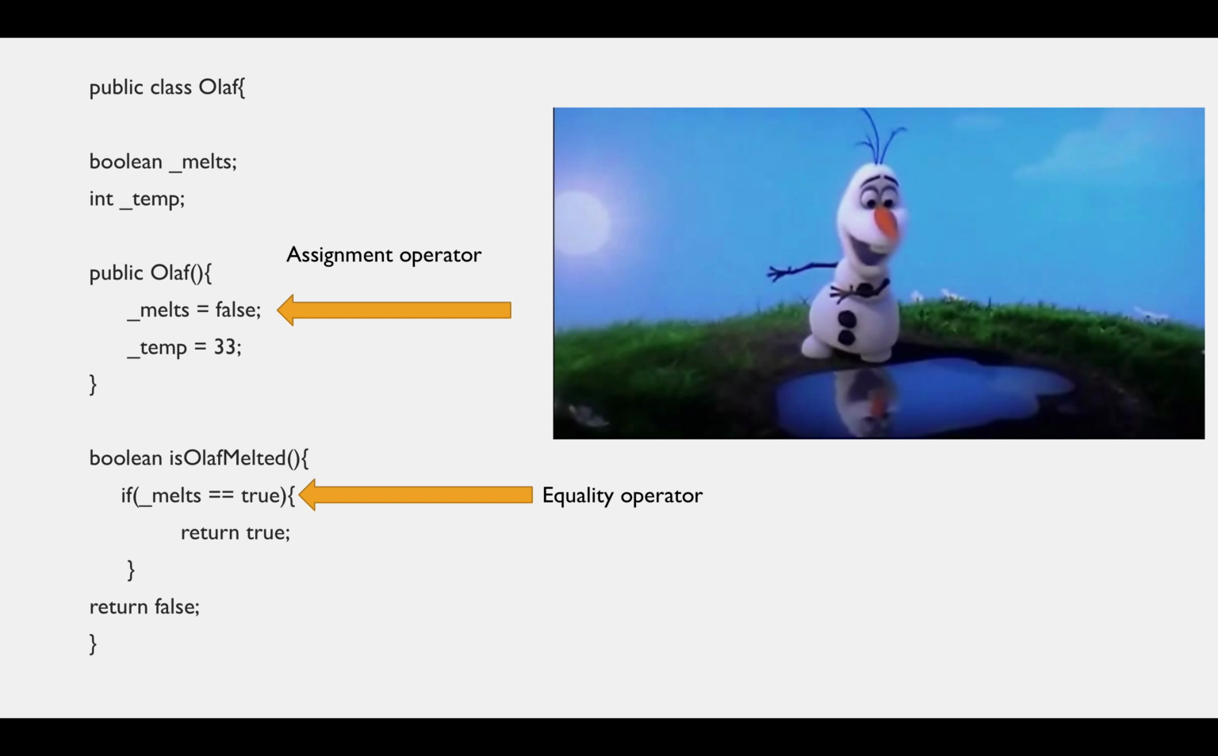So right now, since melts is not equal to true, it's going to return false, meaning Olaf is not melted, and he can just look at his unmelted reflection in the puddle of water.